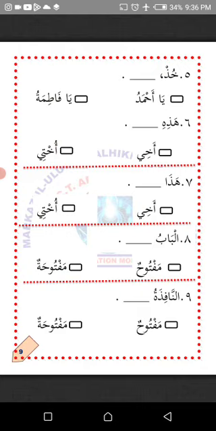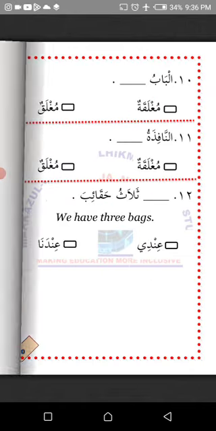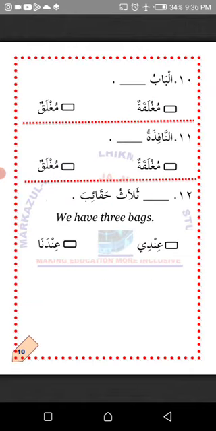Tisya, number 9. An-nafidhatu dash. Is it an-nafidhatu maftuh or an-nafidhatu maftuha? You know the answer. La'alaka fahimt? I hope you understand. MashaAllah. Ashara, number 10. Al-babu dash. Is it moglaqa or moglak? Ahada ashara, 11. An-nafidhatu dash. Is it an-nafidhatu moglaqa or moglak?